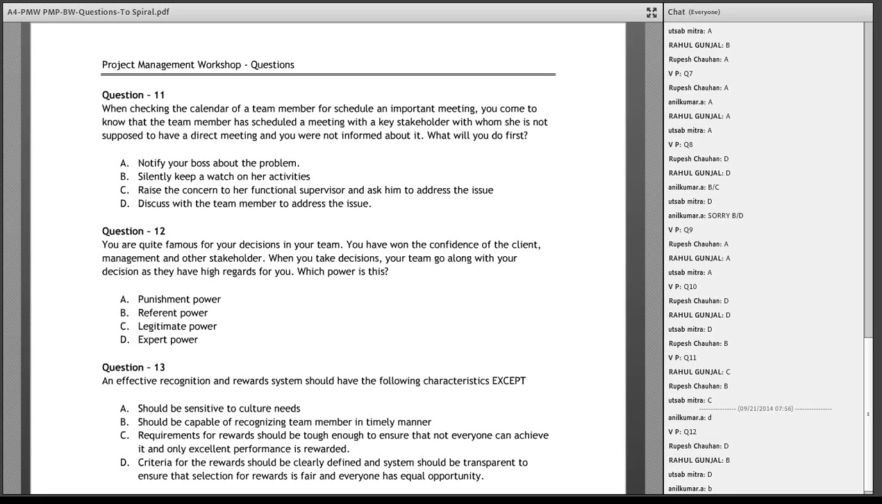They go along with your decisions, and they have high regard for you. To whom do you have high regard? Which power is this? Referent or expert? Do you think there is any expertise in this area? Which expertise are we talking about here?